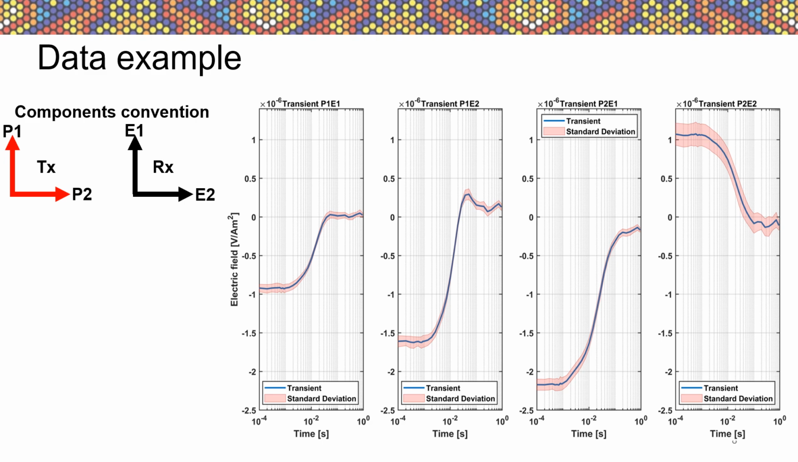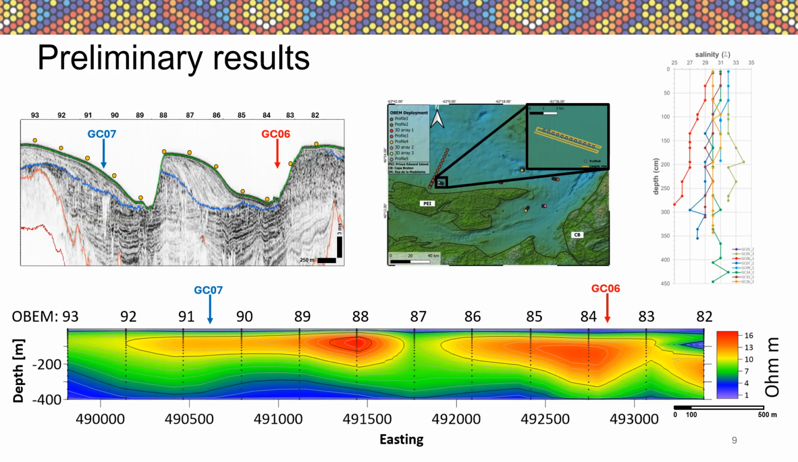Here I am showing an example of the data acquired, and since we use two dipoles, P1 and P2, and we measure two horizontal components of the electric field, E1 and E2, we have 4 transients per TX transmission. The plot shows the transient after stacking, blue lines, and the standard deviation with the red shaded area. Once all the transients were processed, I performed 1D inversions.